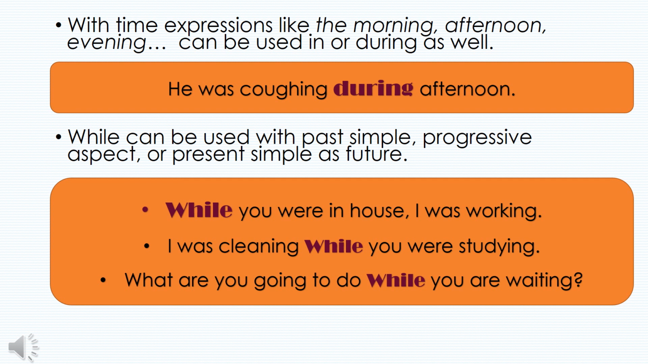With time expressions like morning, afternoon, evening, we can use during, like in the morning, during the morning, in the afternoon, during the afternoon. While can be used with past simple or progressive aspect, or present simple as future. While implies a period of time that happens at the same time that another activity is happening.